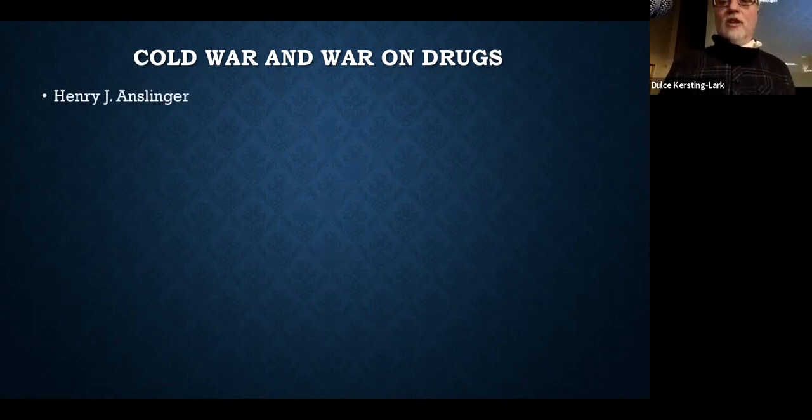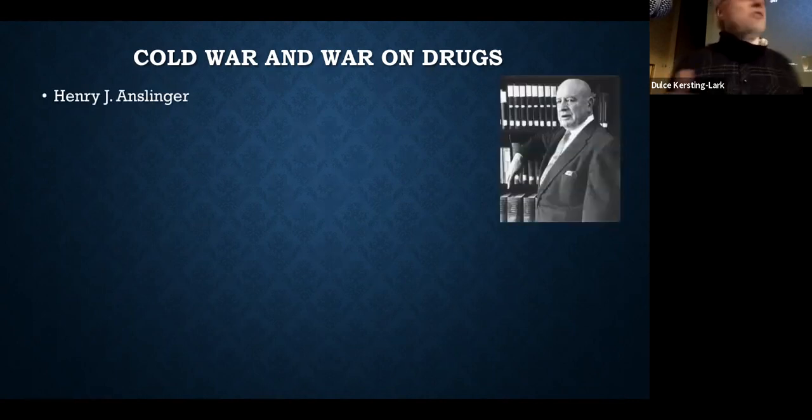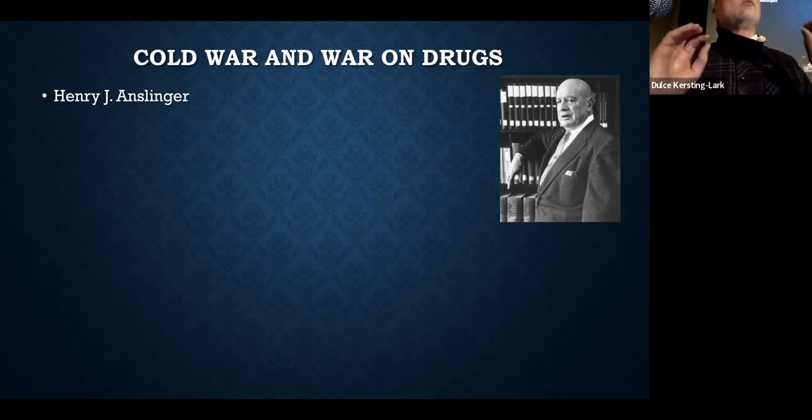And a major person in all of this, let me get his picture up there, is this man. You can see him here, Henry J. Anslinger. Henry J. Anslinger is appointed in the 1930s as the head of the new Bureau of Narcotics. He's in charge of narcotics and dealing with illegal drugs. He hates drugs, but he's even more so anti-communist. He's extremely anti-communist.